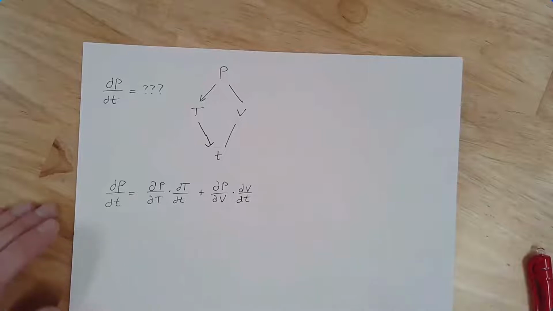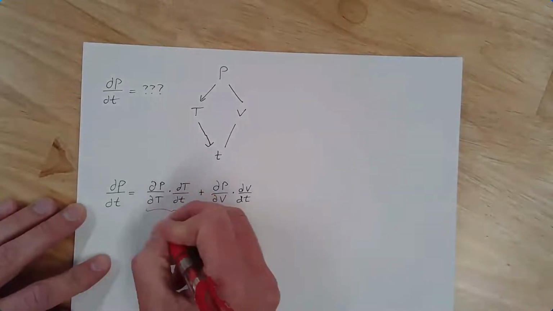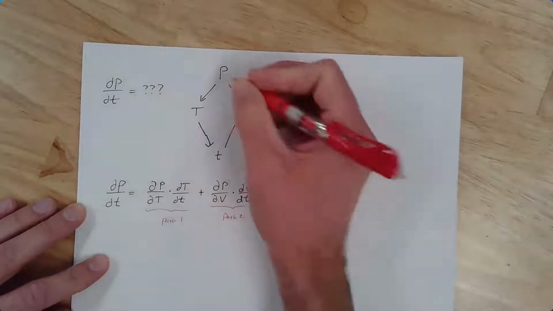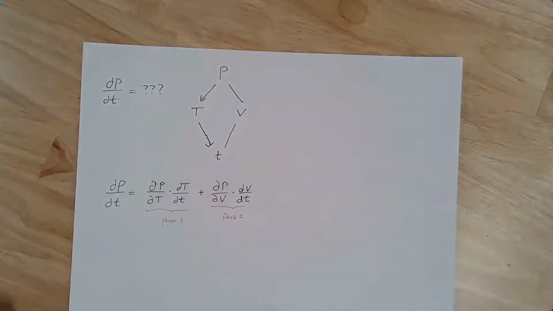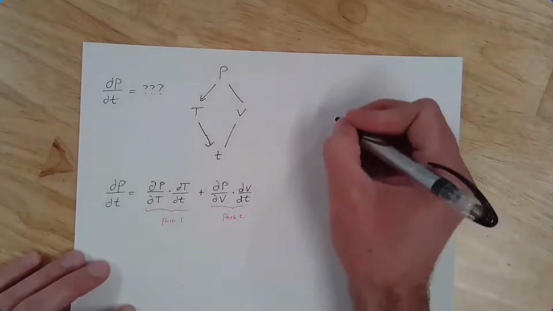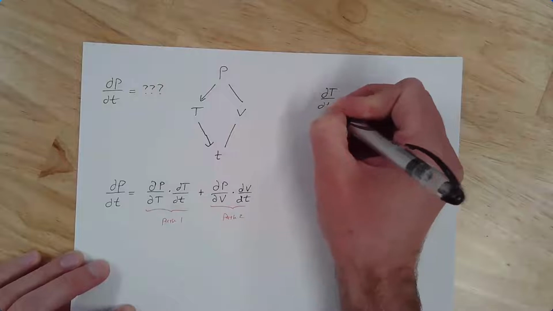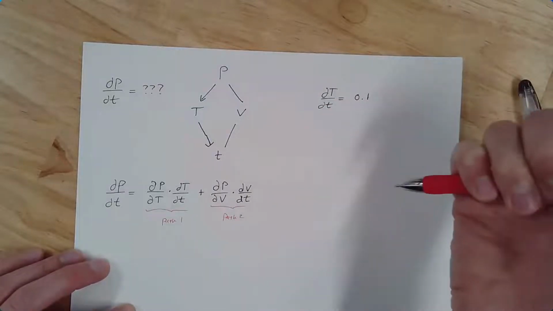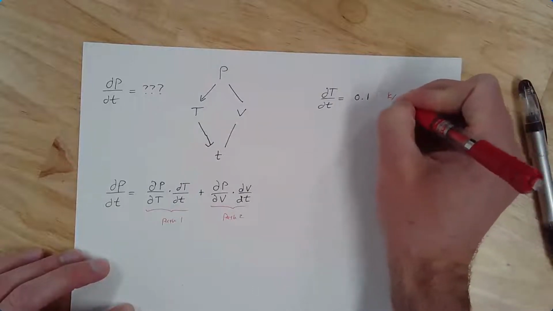Okay. And right, here's path 1. Here's path 2. And then we're going to plug in what we know. I should look back here. So here's what we know. They told us that the temperature is increasing at a rate of 0.1 Kelvin per second. So I know that the temperature rate of change is 0.1. I could write the units, I suppose. I usually don't worry about the units.